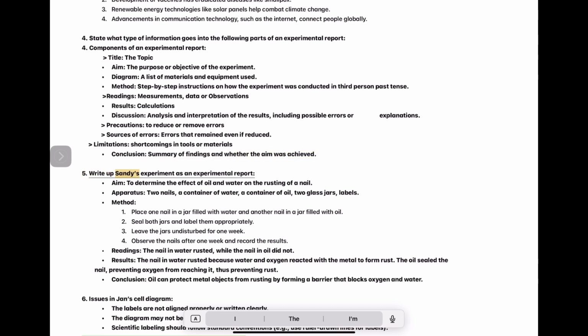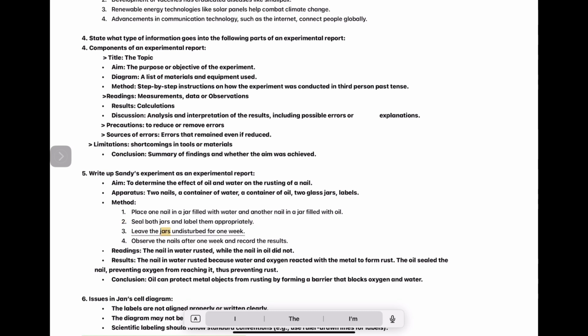5. Write up Sandy's experiment as an experimental report. Aim, to determine the effect of oil and water on the rusting of a nail. Apparatus, 2 nails, a container of water, a container of oil, 2 glass jars, labels. Method, 1. Place 1 nail in a jar filled with water and another nail in a jar filled with oil. 2. Seal both jars and label them appropriately.